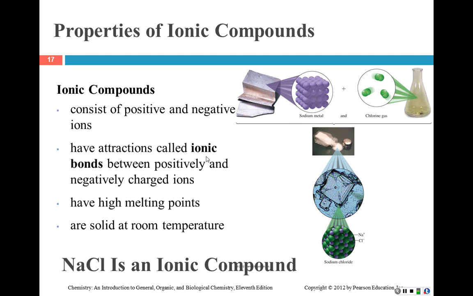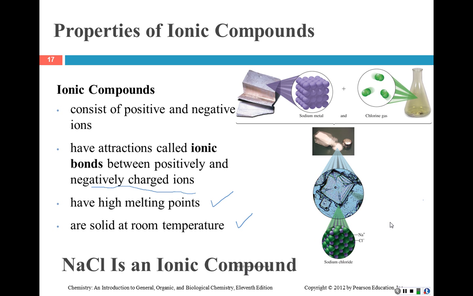They have attractions called ionic bonds, which is basically the attraction between the negative and the positive ends of these ions. Ionic compounds typically have high melting points, and they are usually solids at room temperature. One example of an ionic compound is sodium chloride.